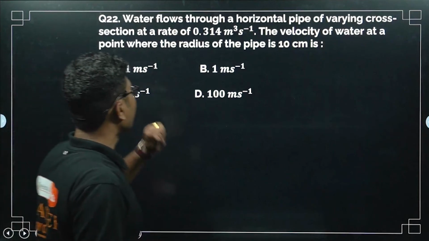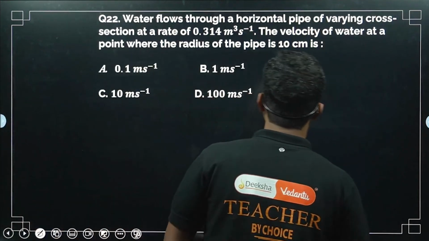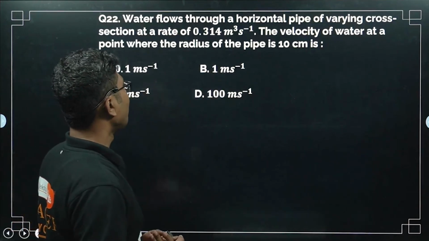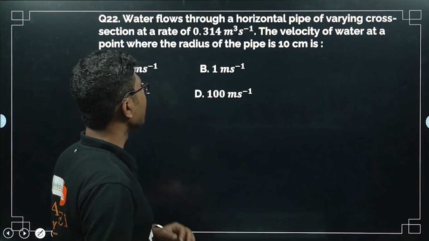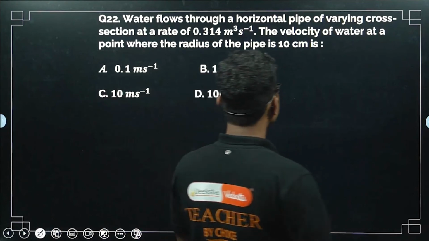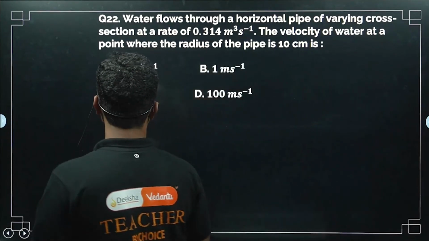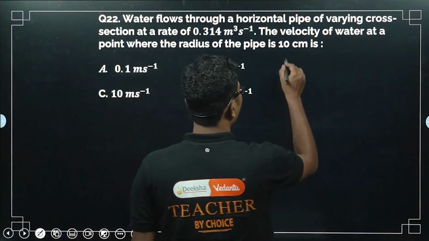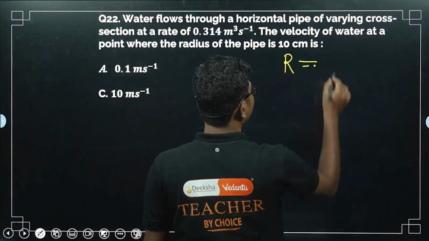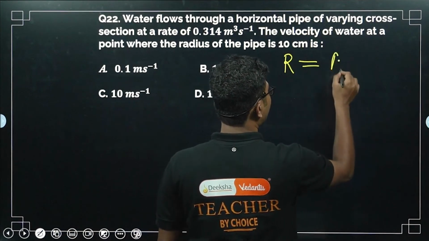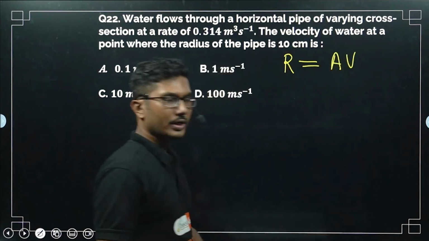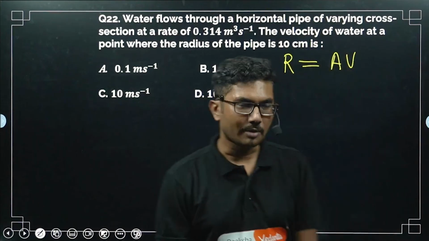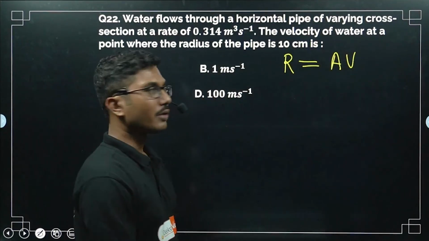Now, water flows through a horizontal pipe of varying cross section at a rate of 0.314 meter cube per second. What is the velocity of water at a point where the radius of the pipe is 10 centimeter? So we know that rate of flow is actually equal to A into V. Okay, and it is constant throughout the pipe. Does not matter, the rate of flow should always be constant.